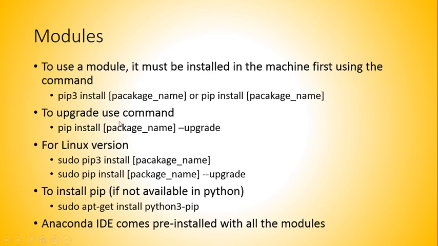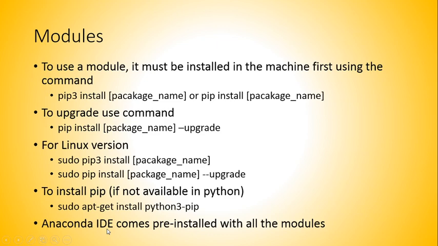In order to upgrade the module, you can use the following command: pip install, the name of the package, and upgrade. For the Linux or Ubuntu version, you can use sudo pip3 install package name. In a similar way, sudo means you just have to add the word sudo before pip. In order to upgrade also, you can use this. If in your installation of Python pip is not available, then you can use the command sudo apt-get install python3-pip.